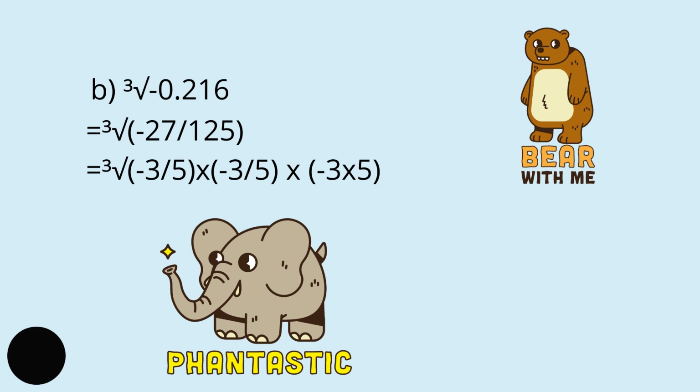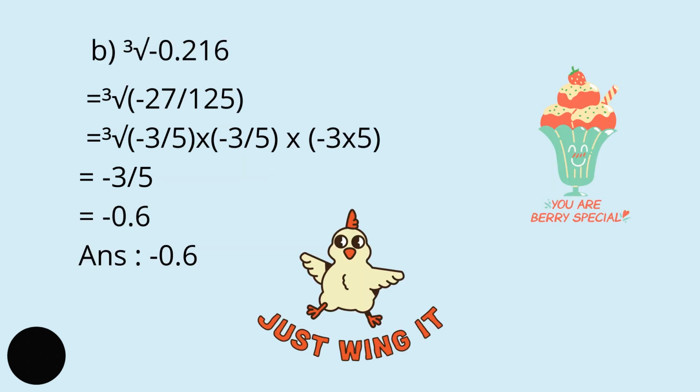Negative 27 equals negative 3 times negative 3 multiplied by negative 3, and 125 equals 5 multiplied by 5 multiplied by 5. Then we convert negative 3 over 5 to negative 0.6 because the question is in decimal. So the answer is negative 0.6.